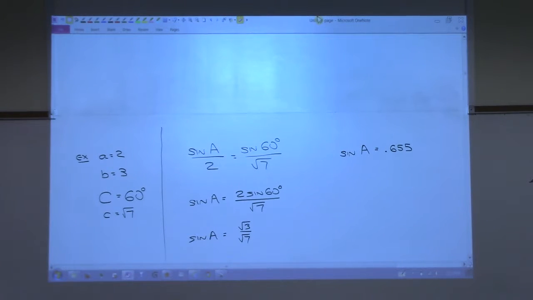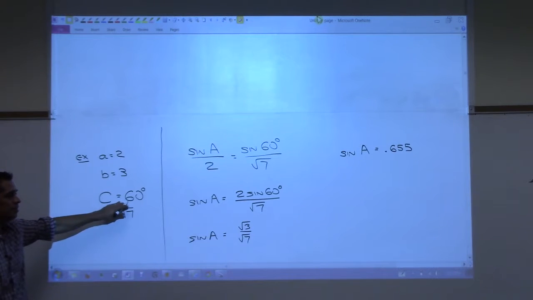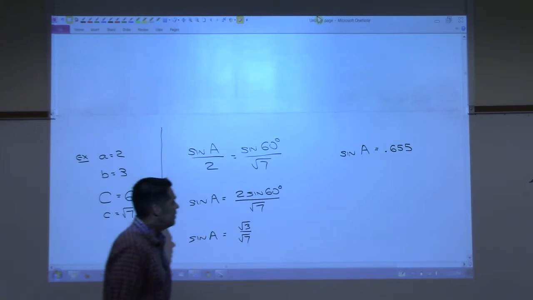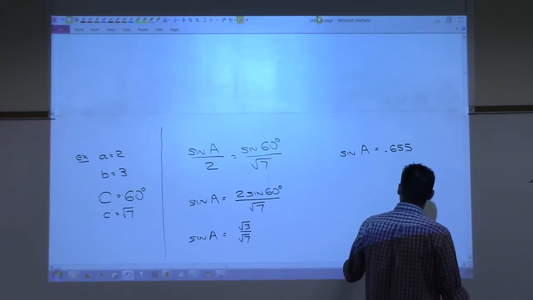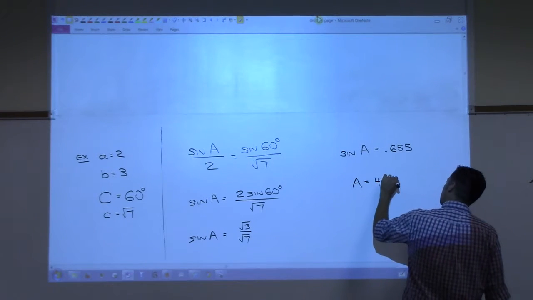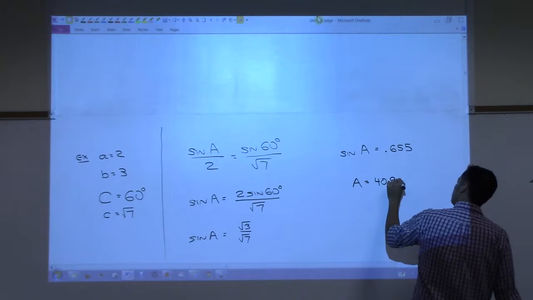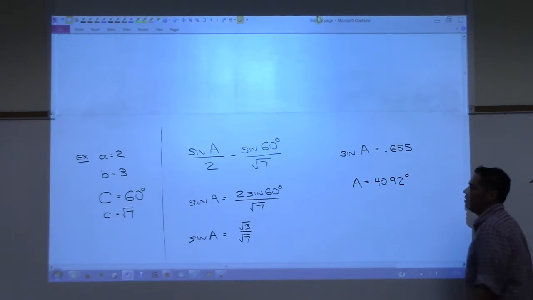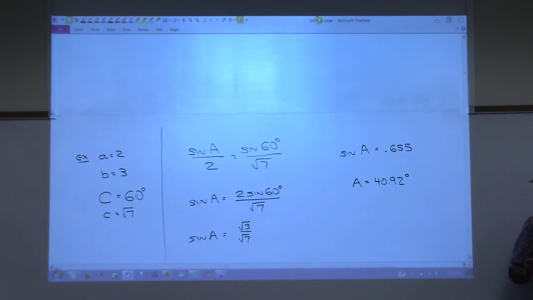Arc sine. So when you do arc sine, let's make sure we're in degree mode because this was in degrees. So what do you get for your angle? 40.91. So A is 40.92 degrees? All right, we always have to be a little careful here because remember arc sine, there were restrictions on the domain and all that stuff.